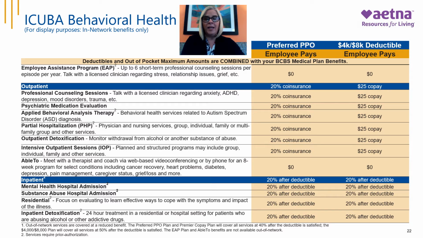Aetna's Behavioral Health in-network outpatient services, members on the Preferred PPO plan are responsible for a 20% coinsurance, and other plans have a $25 copayment, with the exception of Able2, which is at no cost to you. Let's take a look at the various services under the outpatient category.